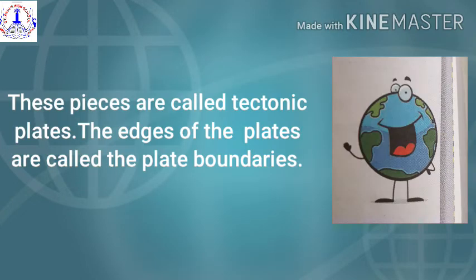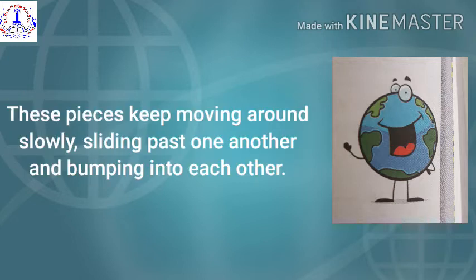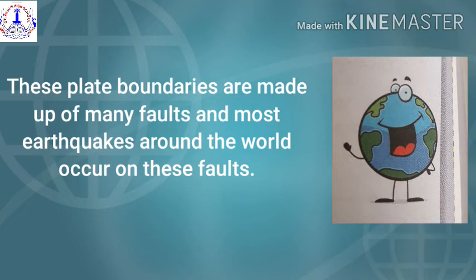These pieces are called tectonic plates, and the edges of the plates are called the plate boundaries. These pieces keep moving around slowly, sliding past one another and bumping into each other. These plate boundaries are made up of many faults, and most earthquakes around the world occur on these faults.